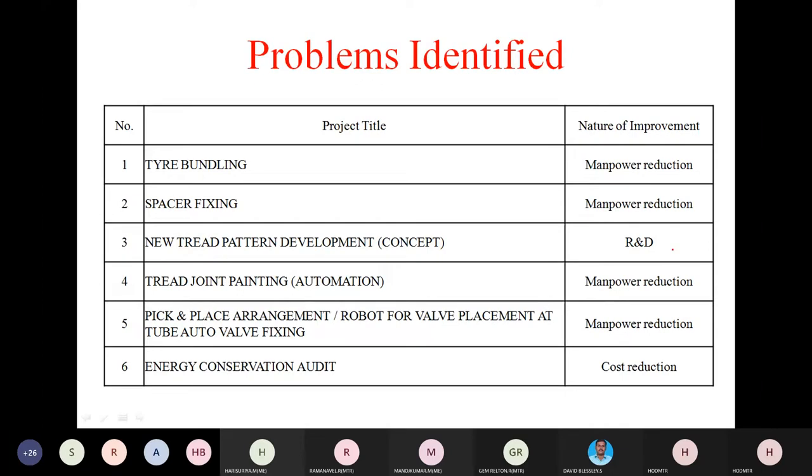Apart from tire manufacturing, they are manufacturing the tubes for mopeds also. In the tube manufacturing section, they are using 2 to 3 people for placing the valve over the tube. They told us that 6 months back there was an accident in that section due to the misplacement of the valve on the tube. To avoid these types of accidents, they want to automate that process also. So they want a pick and place arrangement or robot for placing the valve on the tube. Thereby, there also they can reduce the manpower.